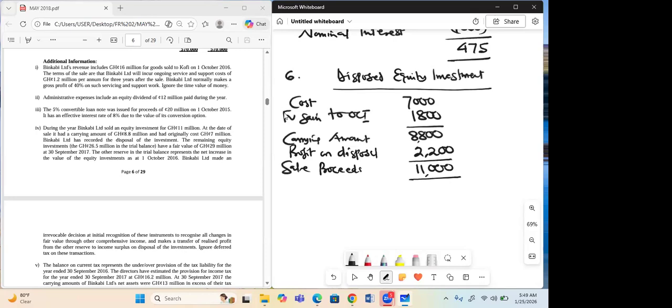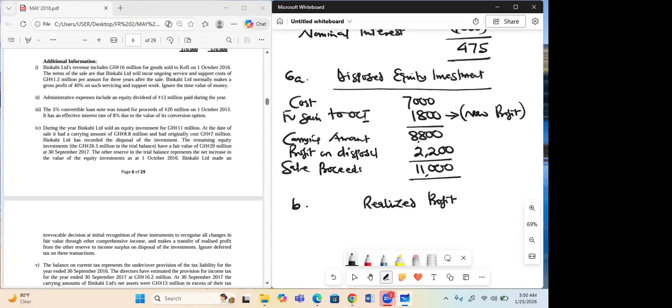Good. And then the question says he decided to record all fair value gains through other comprehensive income and makes a transfer of realized profits from the other reserve to income surplus on disposal of this investment. That means once they dispose, so let me call this 6A. Once they dispose, if there is a realized profit, they transfer it. So which one is the realized profit? Let's look at the realized profit. Now that they sold it, this gain now becomes a profit. Is that right? Because now the thing has been sold. Agreed? Please, do you all agree?